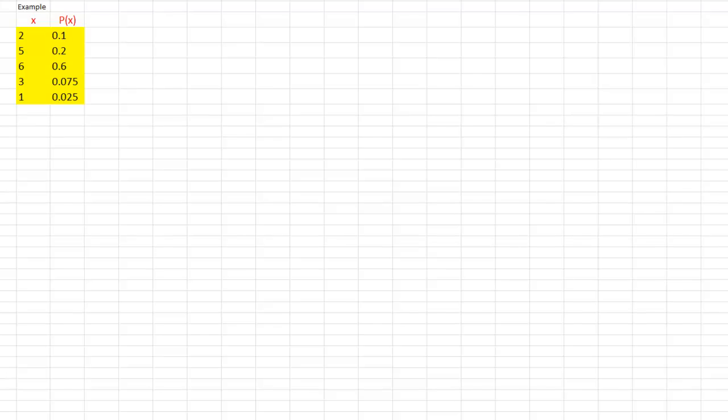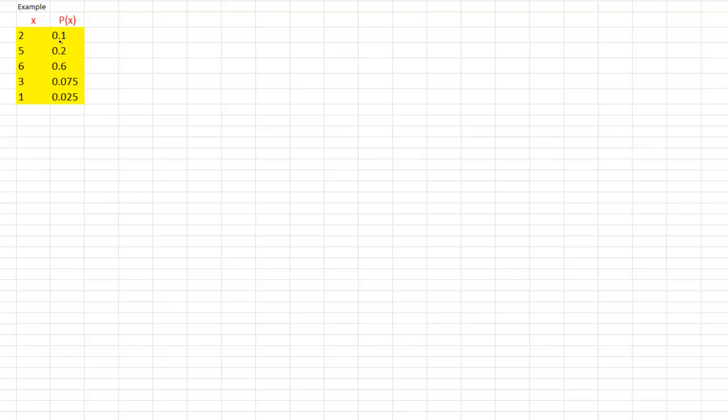So here's an example of computing the variance and the standard deviation of a probability distribution. Slightly different than what you've been used to doing, but here we have an example of a probability distribution. So we have x, which represents our random variable: 2, 5, 6, 3, and 1.